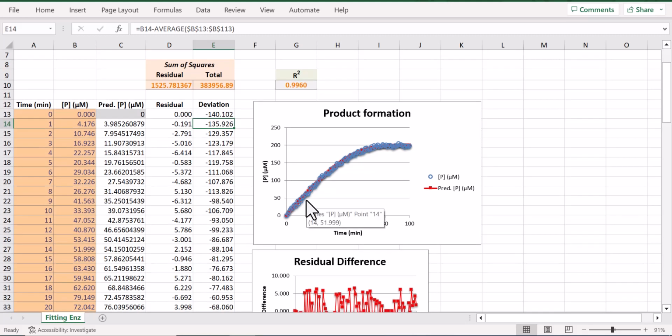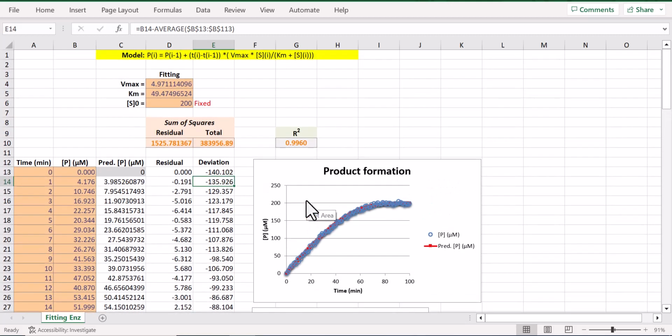So to summarize, we learned that we don't need an explicit equation for fitting. We just need a way to generate predicted values based on variable parameters. So in this case, we calculated incremental changes in product concentration over each time interval based on instantaneous rates that we calculated with the Michaelis-Menten equation. And that's the equation that used these parameters. We also saw how to calculate the R squared correlation as a measure of the goodness of fit.